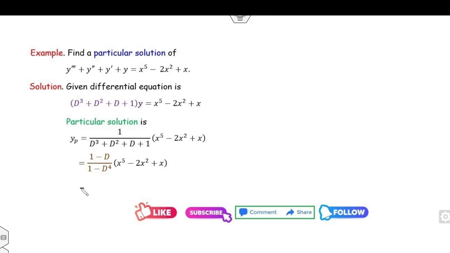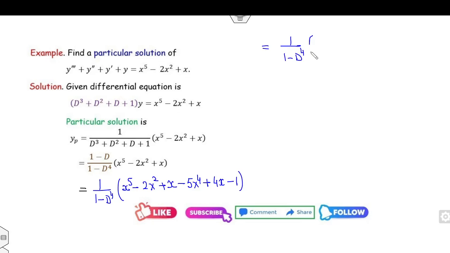Fine. Now that's over. Now you can open this bracket. The first part is 1 minus D raised to power 4. I can firstly open this bracket: x raised to power 5 minus 2x square plus x, and minus the derivative of this. The first derivative is minus x^4 minus 2x plus 4x minus 1. So that becomes my 1 minus D raised to power 4.